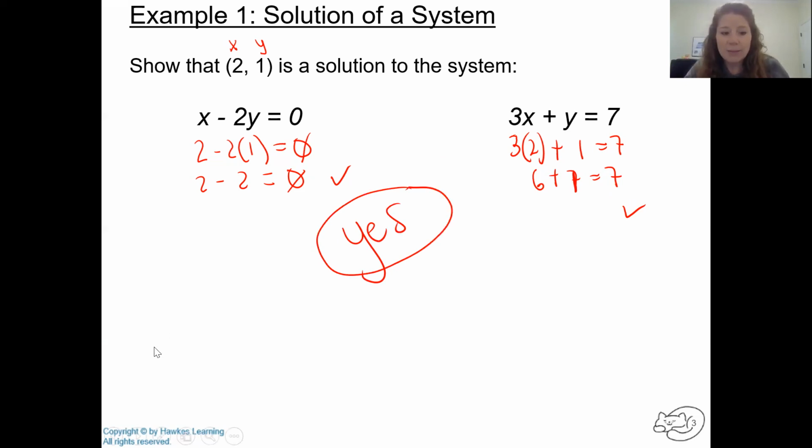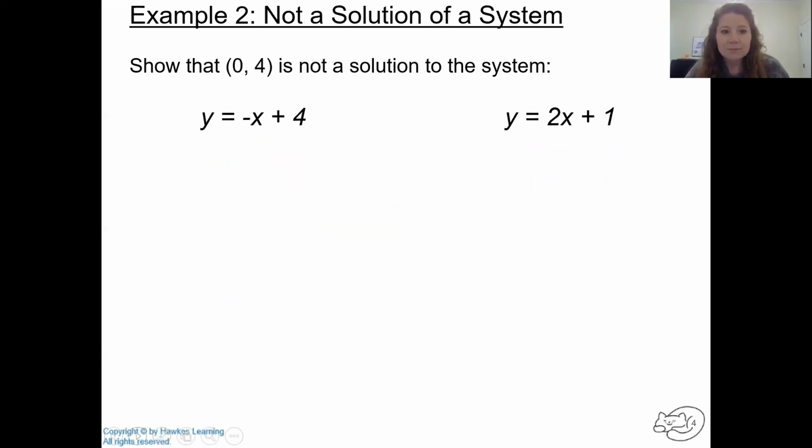And we prove that by plugging them in and evaluating the value. Now, this is telling us already that this ordered pair is not a solution, so we want to see why. We're going to plug in for x and y. The first number is always x. The second number is always y. So if y is 4, x is 0. This is true because 0 plus 4 is in fact 4.